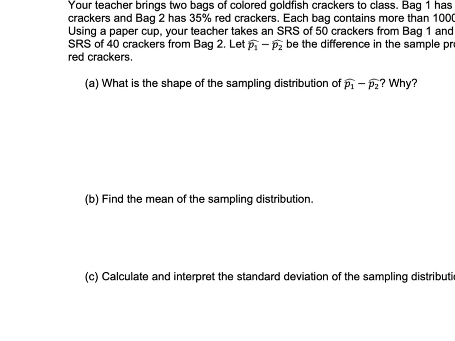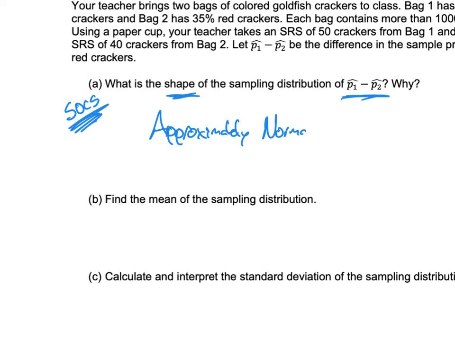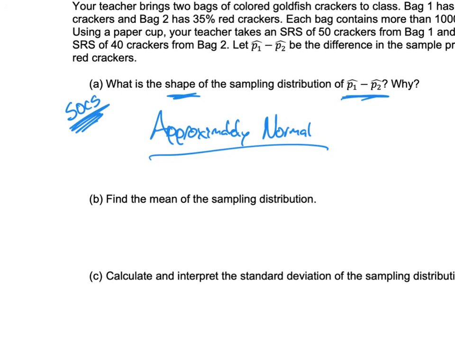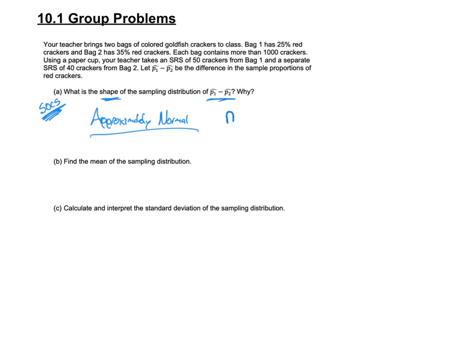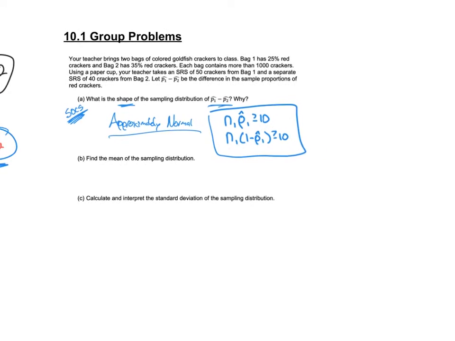Everything is based on, first, what are the shape, center, and spread? What does this new distribution look like? So for p̂1 − p̂2, the shape should always be approximately normal. Why? Because we have some normal checks that we can do. We're going to ask, is n1 times p̂1 greater than or equal to 10, and is n1 times 1 minus p̂1 greater than or equal to 10? Because if the sample that came from the first population represents normal, that's good.